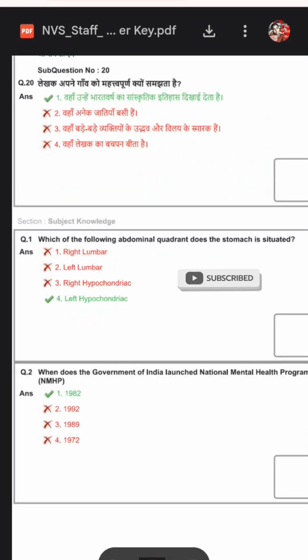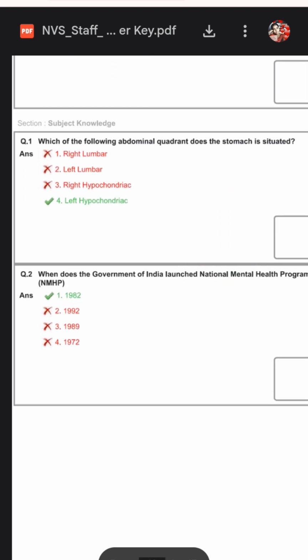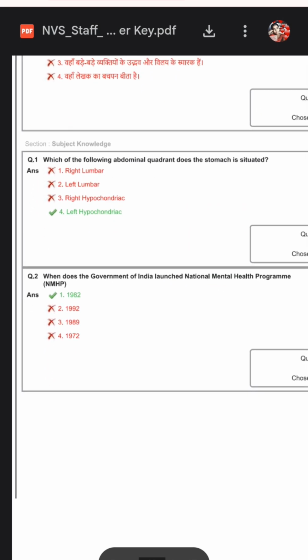Which of the following abdominal quadrants is the stomach situated in? The correct answer is left hypochondriac. The stomach is situated at the left hypochondriac region. When did the Government of India launch the National Mental Health Program? In the year 1982.